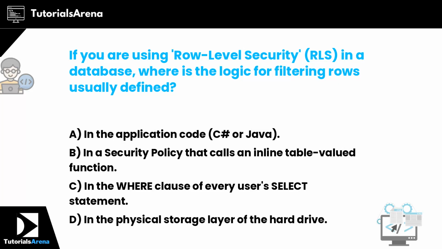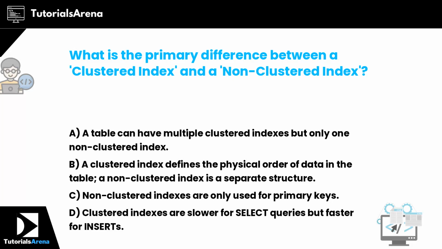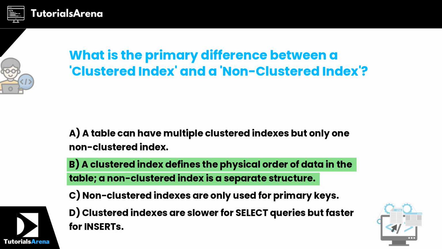If you are using row-level security, RLS, in a database, where is the logic for filtering rows usually defined? Answer is B, in a security policy that calls an inline table-valued function. What is the primary difference between a clustered index and a non-clustered index? Answer is B. A clustered index defines the physical order of data in the table. A non-clustered index is a separate structure.